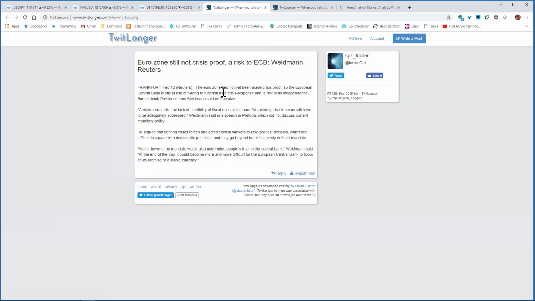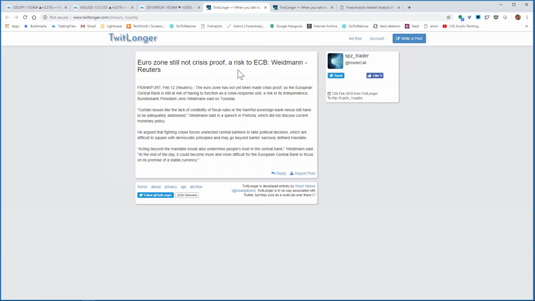And also, this was a note that just came out. The Eurozone has not been made crisis-proof, so the European Central Bank is still at risk of having to function as a crisis response unit, says Jens Weidmann. Certain issues, the lack of credibility of fiscal rules or the harmful sovereign-bank nexus, still have to be adequately addressed. He argued fighting crises forces unelected central bankers to take political decisions which are difficult to square with democratic principles. Acting beyond the mandate would also undermine people's trust in the central bank, Weidmann said. At the end of the day, it could become more and more difficult for the ECB to focus on the promise of a stable currency.